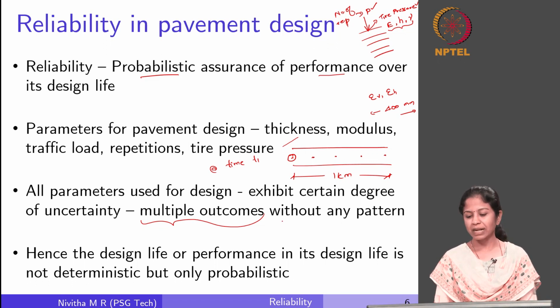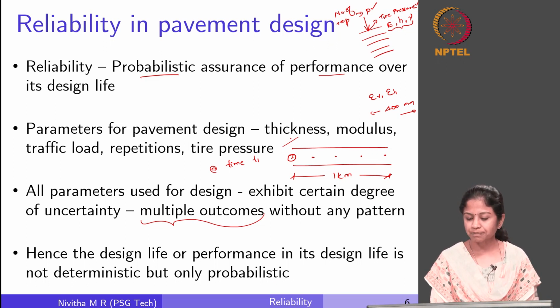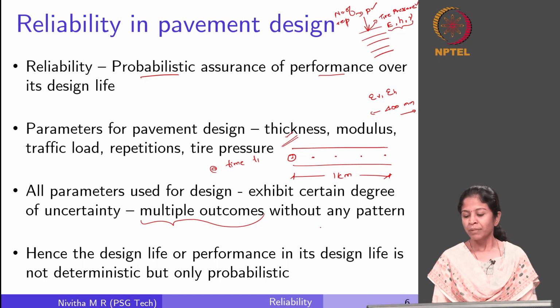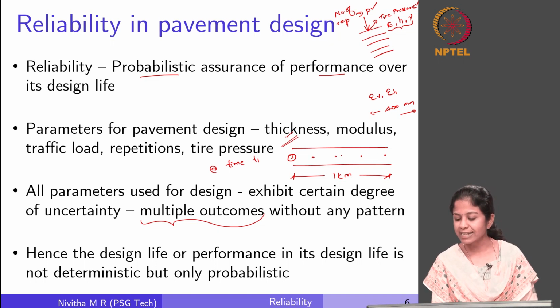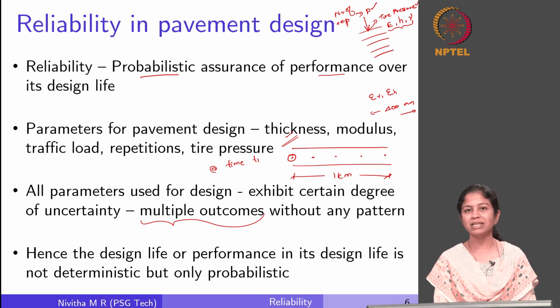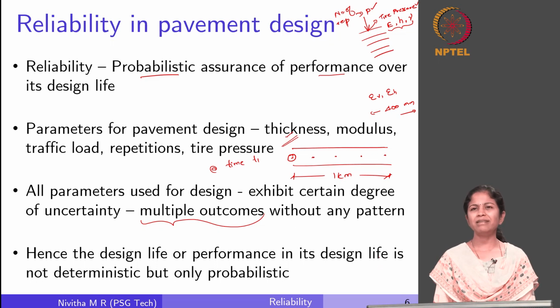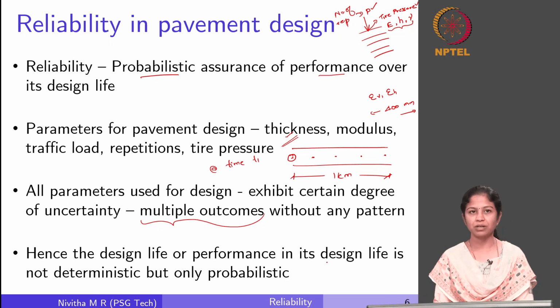There is no specific pattern. If it is a variation like this, then we classify it under seasonal variation. But if I am going to measure it at these 5 points, it is going to be random. There is no specific pattern that it is going to increase across these 5 different points, provided the construction process is uniform over the entire 1 kilometer stretch.